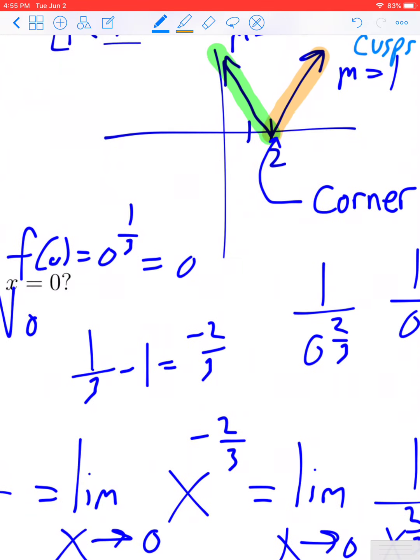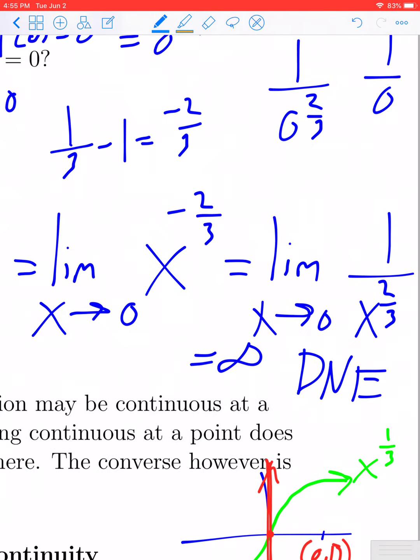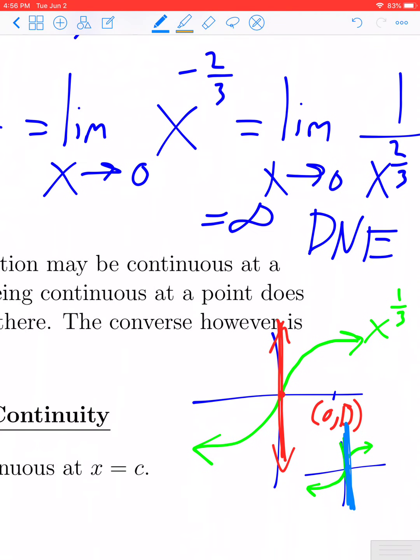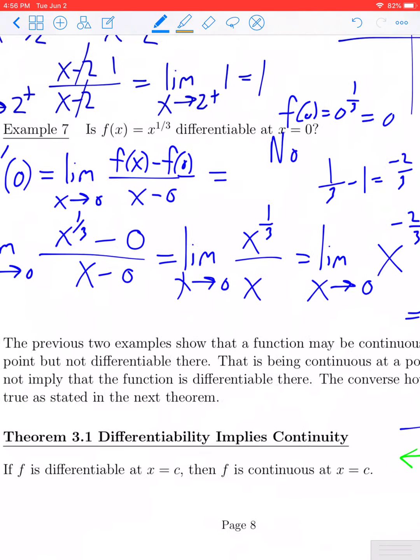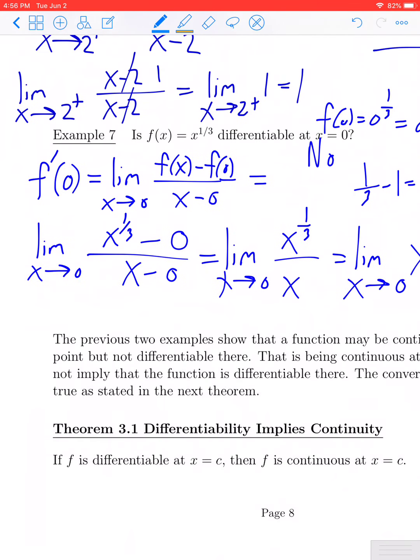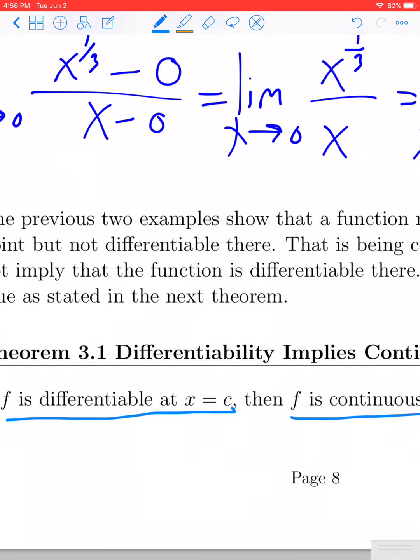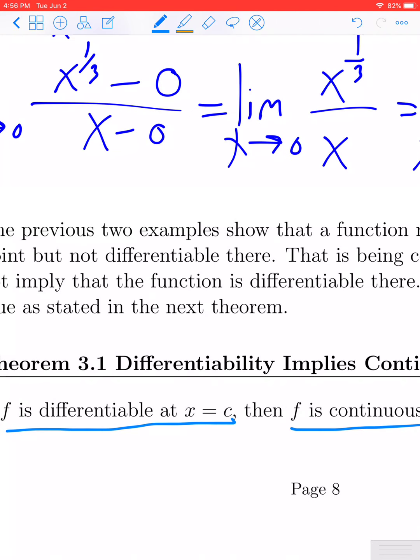However, if you look at both of these functions, the absolute value of x minus 2 and also the cube root of x, or x to the 1/3 power, those functions are continuous everywhere. What this tells us is that you can be continuous without necessarily being differentiable. But theorem 3.1 says that the converse is the following: if you are differentiable, then automatically that makes your function continuous at the point. So for any function that's differentiable at the point x equals c, that function will be continuous at x equals c. So in many ways, differentiability is a stronger condition than continuity.